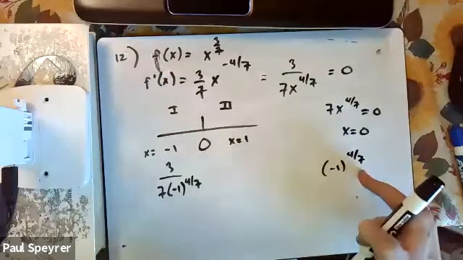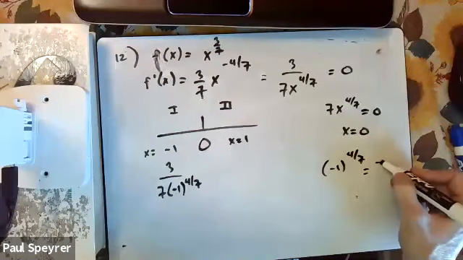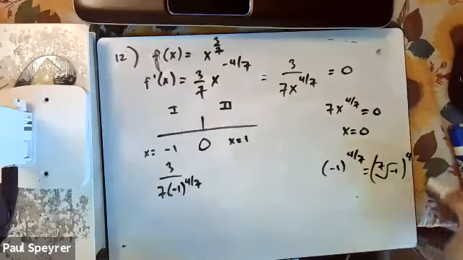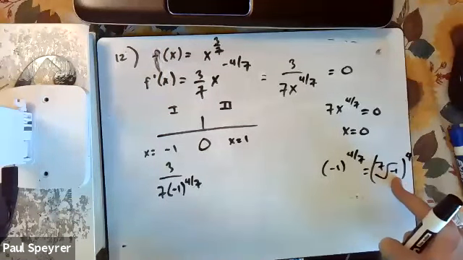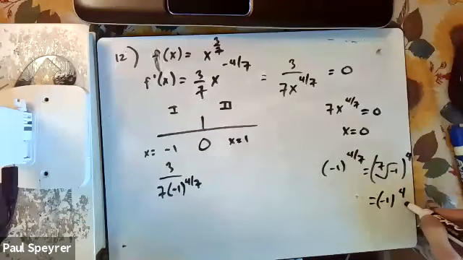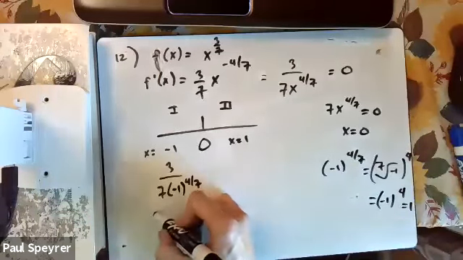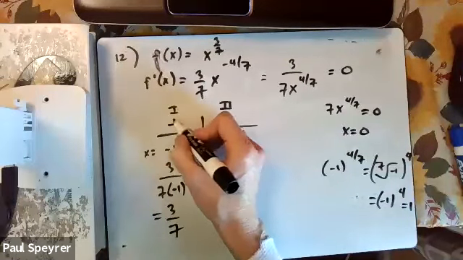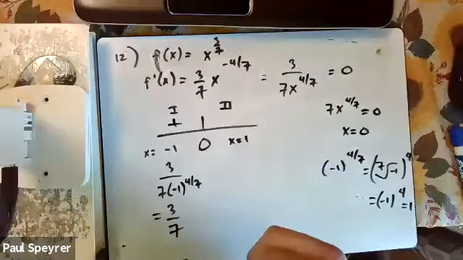Remember, fractional exponents are just radicals. This is the 7th root of -1 to the 4th. What's the 7th root of -1? It's not imaginary, it's -1. What's -1 to the 4th? It's +1. This is +3/7 right here. So in the first region, it's positive.